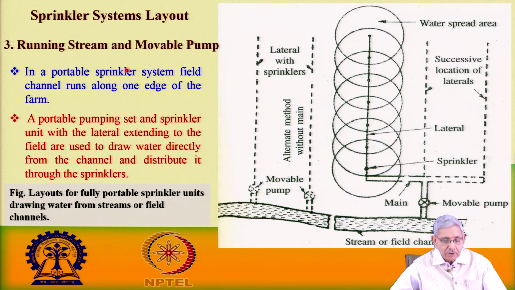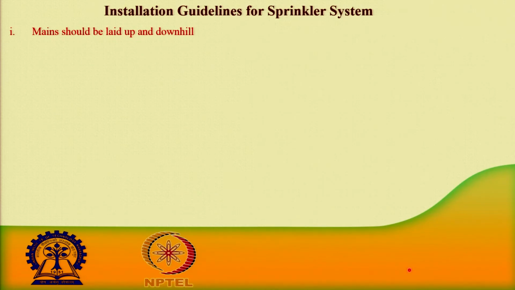So, in a portable sprinkler system, the field channel runs along the edge of the farm. This is one system where the stream is flowing by the side of the farm. A portable pumping set, a sprinkler unit and laterals in the field are used to draw water directly from the channel and distribute it through the sprinkler. So, this is one arrangement. Initially it was stationary, this is the moving case.